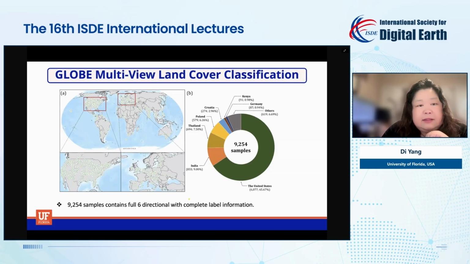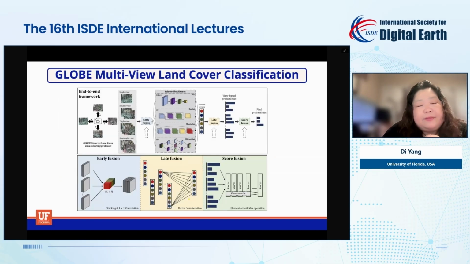In this study, we collected 9,200 samples for all four directions with all the label information. So here is how we actually do it. Here is a framework, and we used four different views. We didn't use up and down. We developed three different fusion techniques to fuse those different views.